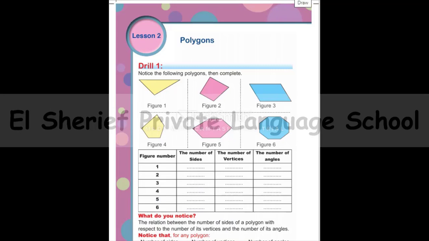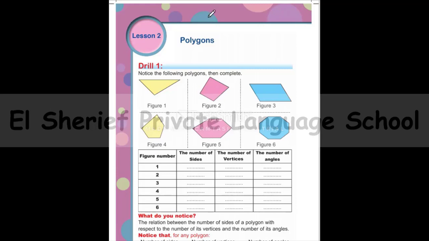Today we are going to study lesson 2 on unit 2, geometry. Our lesson today is about polygons. But what is the meaning of polygon? A polygon is a shape that is formed from a number of sides. All sides are line segments, not curves.